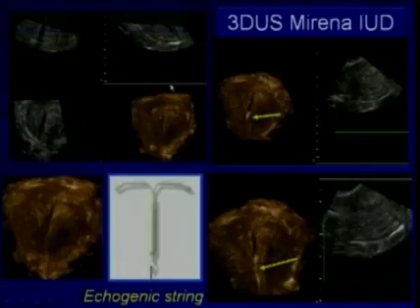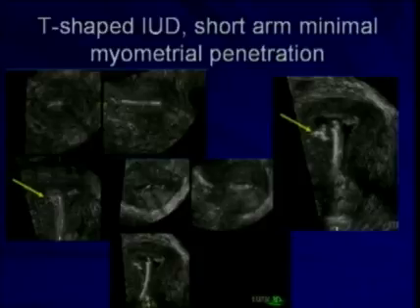But further evaluation with 3D ultrasound was very helpful because we could use the artifact, the shadowing from the Mirena, which itself is not terribly echogenic, but we could use the shadowing to image it. And here we see that the Mirena is in fact in a very good position, and what we were seeing was the echogenic string. So sometimes it's necessary to use the artifact from the IUD to actually confirm its position.